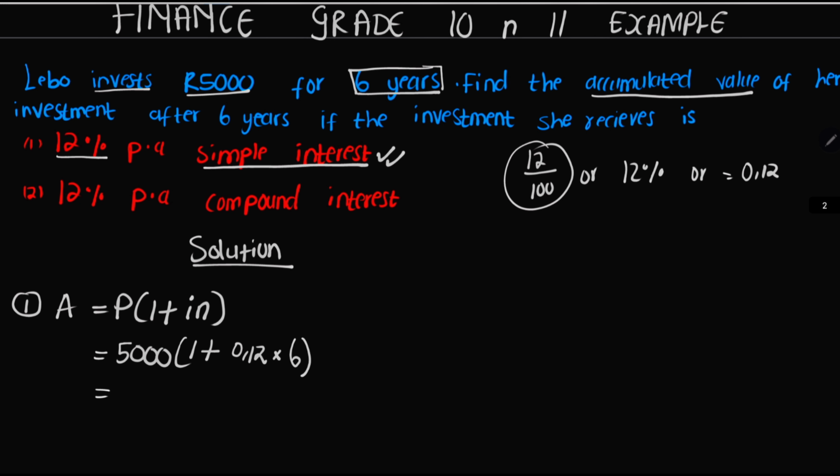And then after that, I'm going to use my calculator. Guys, the problem with finance is the zeros. So please make sure that you do it at least twice to make sure that you get the correct answer. Okay, so my answer is 8,600. So that means that after 6 years, Lebo had 8,600, which is, whew, not bad. It's not bad.